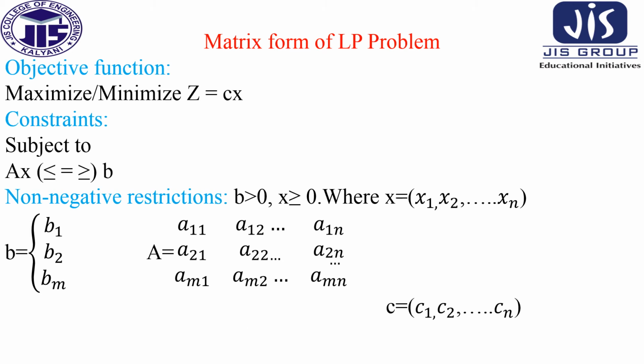Now what is the matrix form of one LPP? We can convert the general form of one LPP into its matrix form. So objective function maximize or minimize Z equal to Cx.